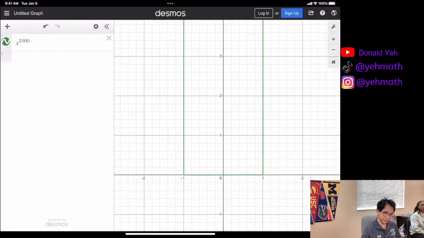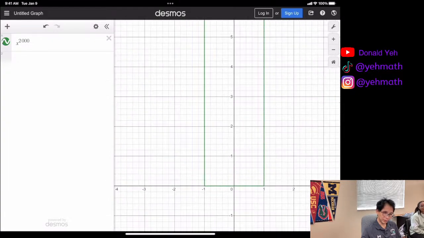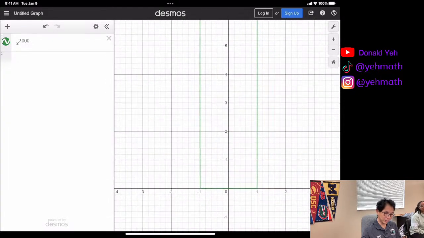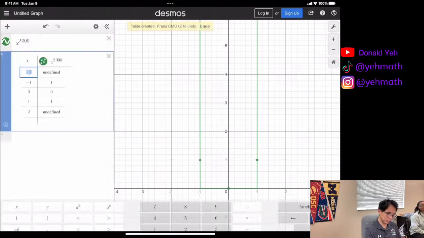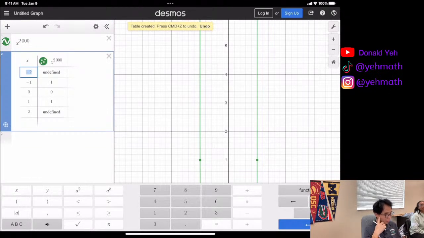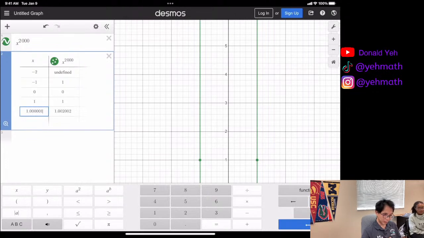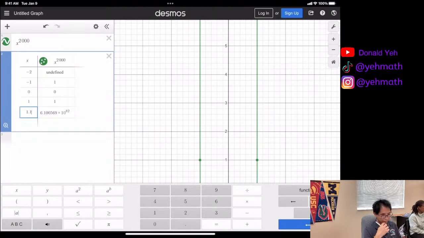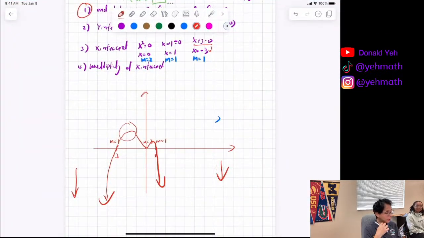So at 1, 1 to the 2,000 power is still 1, but 1.01 to the 2,000 power becomes astronomical. Because if you do 1 here, it's still 1. But at 1.1, it's going to be a crazy amount of number. Okay, did I answer your question?